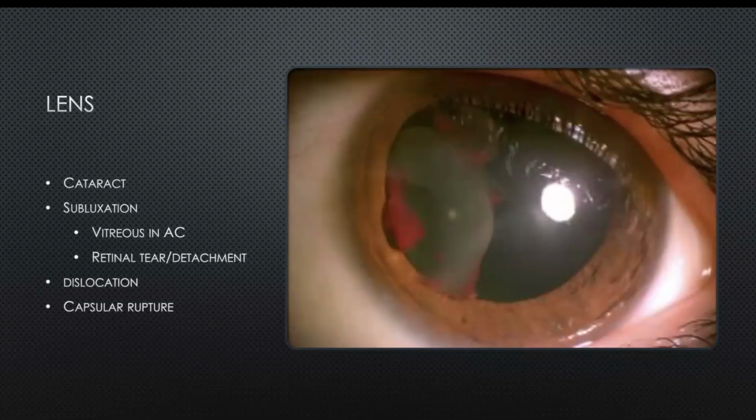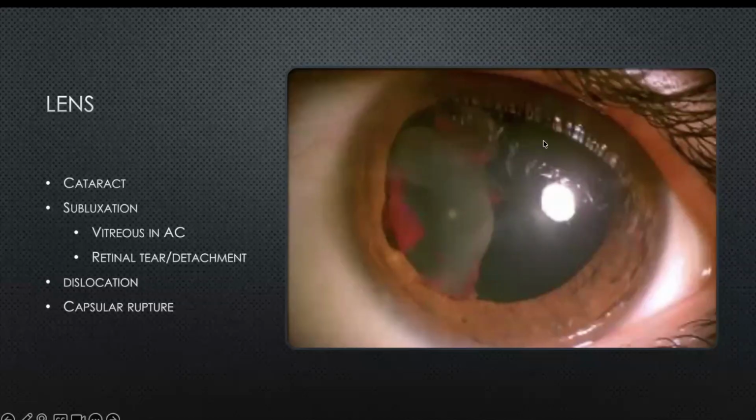And the way that you can see that is either, as you can see in this image, the lens is quite obviously subluxed, but sometimes you can get some zonulodialysis where the lens hasn't necessarily moved that much. And what you can actually see is just with the eye movements, the lens just looks very, very wobbly, which also gives you a clue that something has happened.